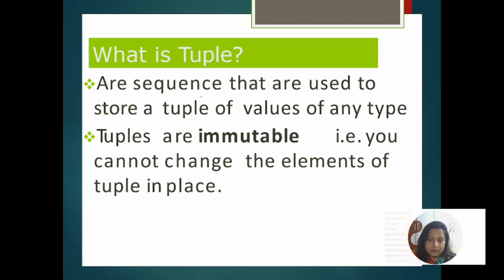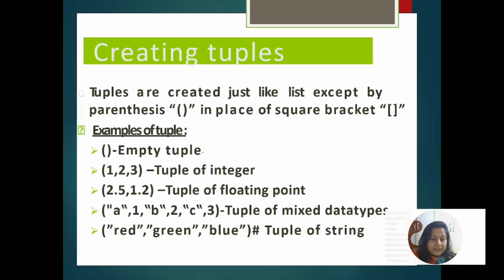It is a sequence of values and it is going to store different data types, and also it is an immutable data type. So when you compare with list, you create a list by using the square bracket. But in tuple, you use the normal bracket, parenthesis. Okay, and a tuple can accept a tuple of integers, tuple of floating point, mixed data types, and tuple of strings. Also, we can create an empty tuple.